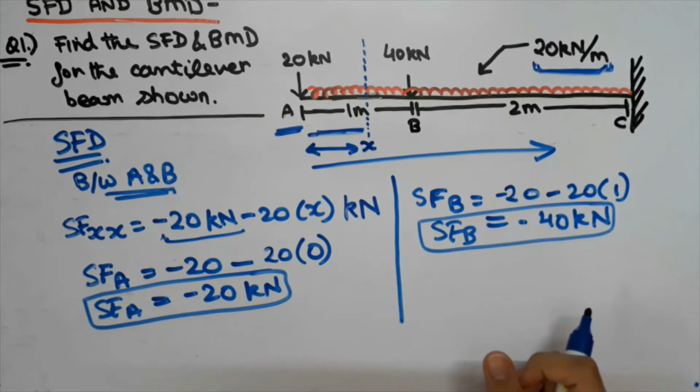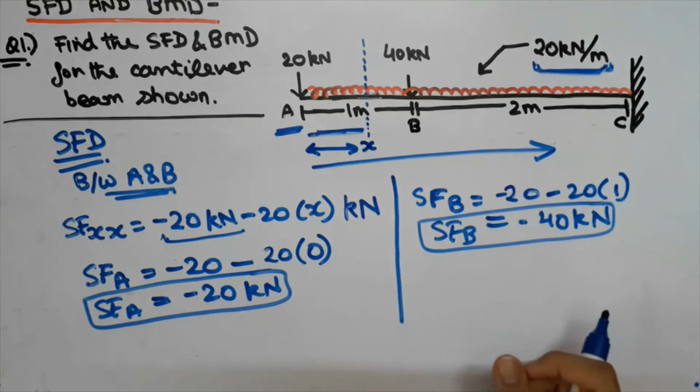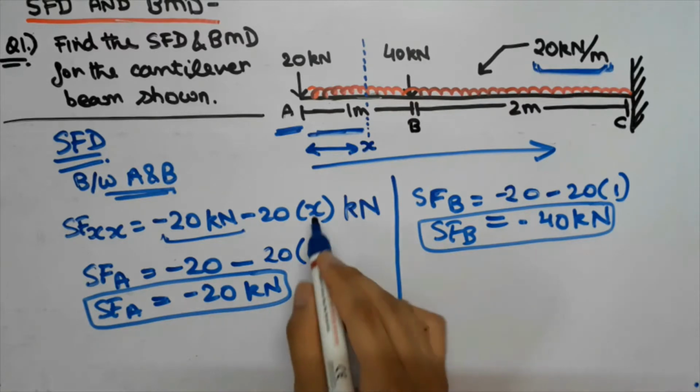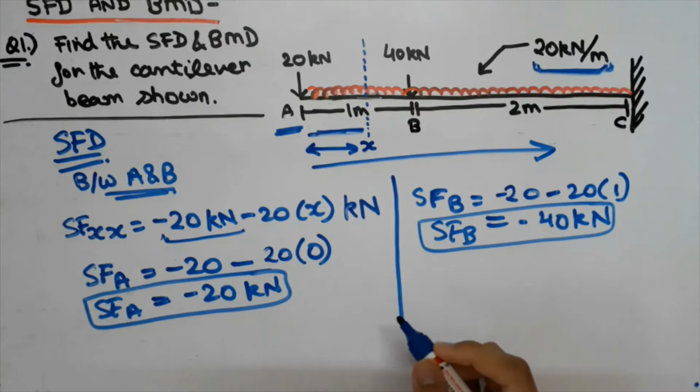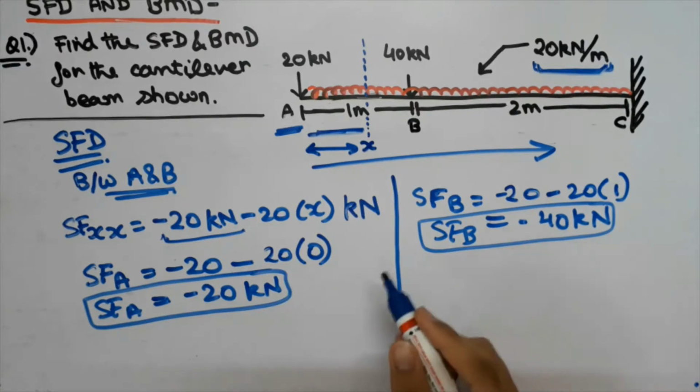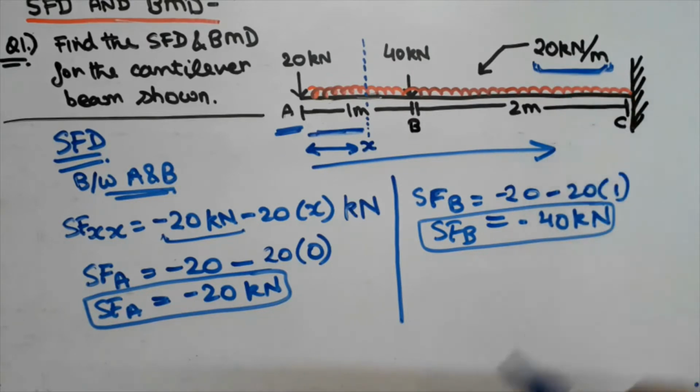For that we will consider the portion over here, that is the 2 meter part. Now I know guys that this part is a little tricky and you must be having difficulty in understanding this part. But do not worry, we will be doing more questions which will help you understand this. So now we will proceed similarly in order to find the SFD between B and C.